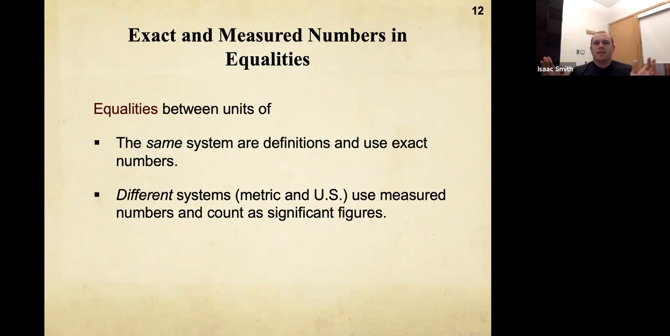So determining how many significant figures are in your answer requires you to think about these 2 statements here. If you're converting and your equality is between units of the same system, then these we refer to as exact numbers, and sig figs aren't taken into account with those numbers. If you're converting between different systems, you use measured numbers, and these do count as significant figures with one exception. And then there's a chart to help you with that.